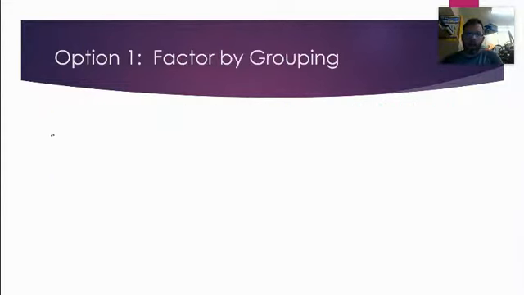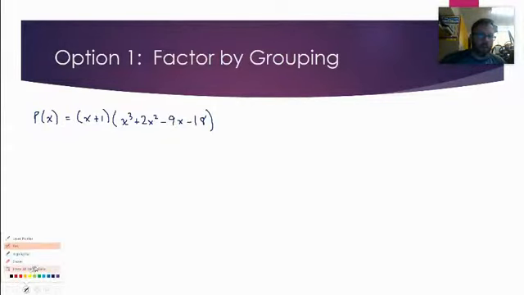I'm just going to recopy this down. You guys don't need to because it's on your lesson sheet, but I need to transfer it from slide to slide. x cubed plus 2x squared minus 9x minus 18. So this cubic polynomial expression has 4 terms. 4-term expressions are a candidate for group factoring, if you can notice that you can pair them up. In this case, we can actually.